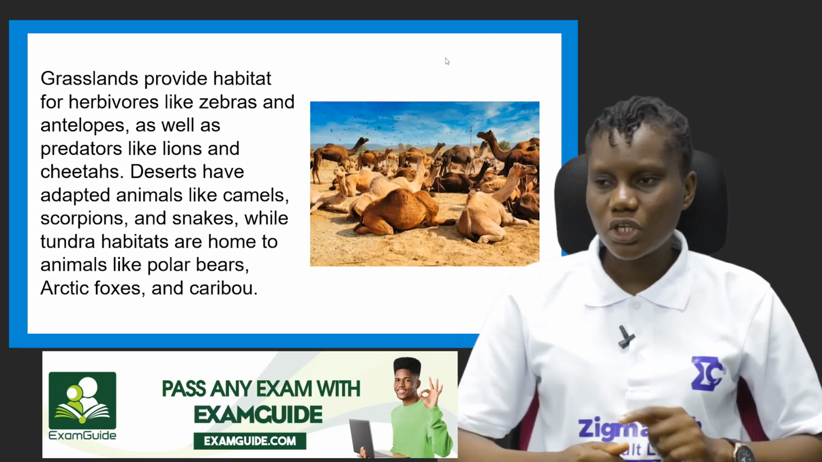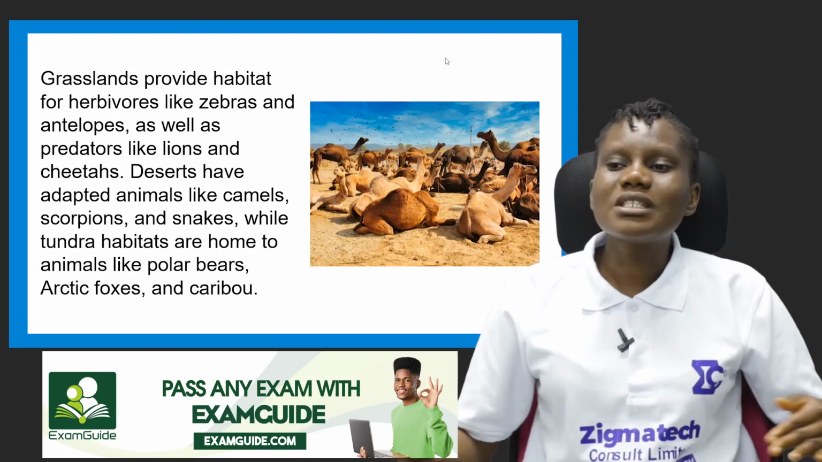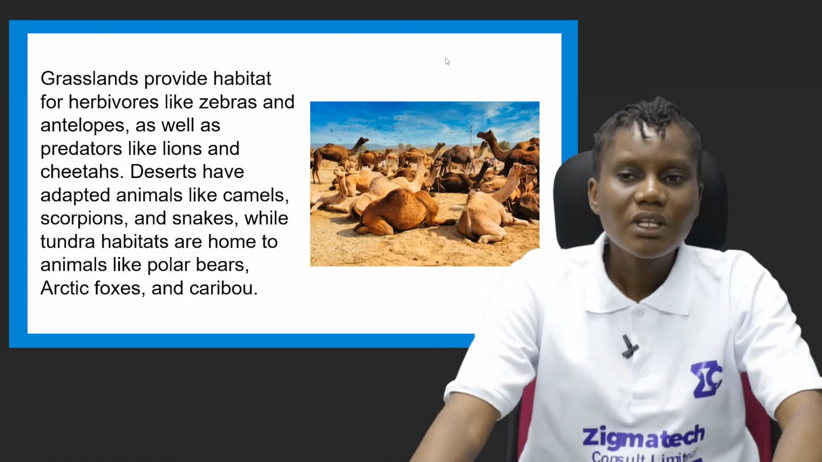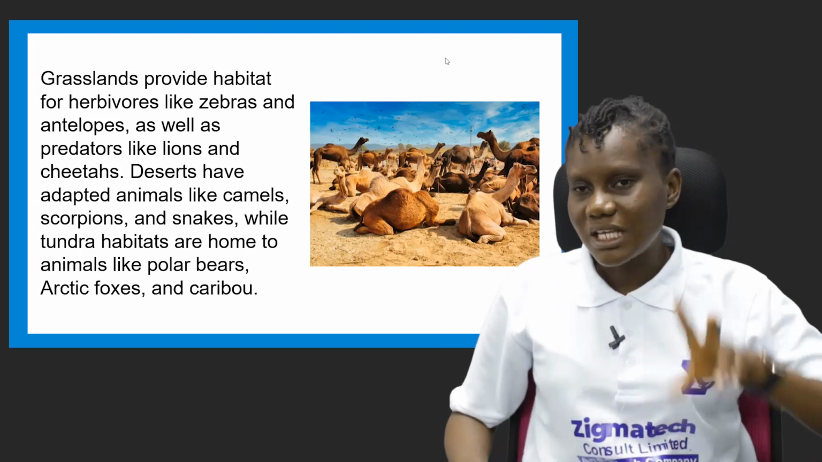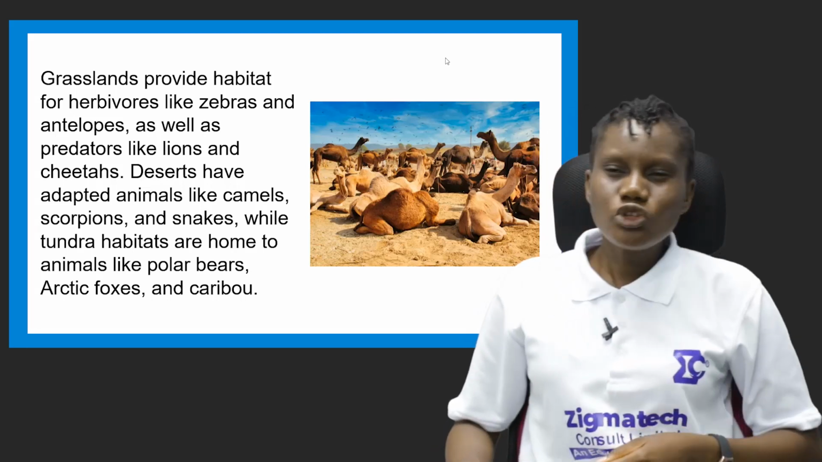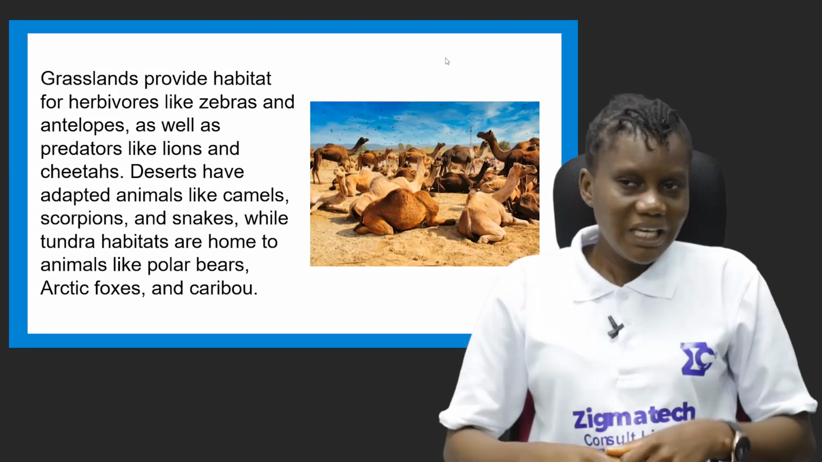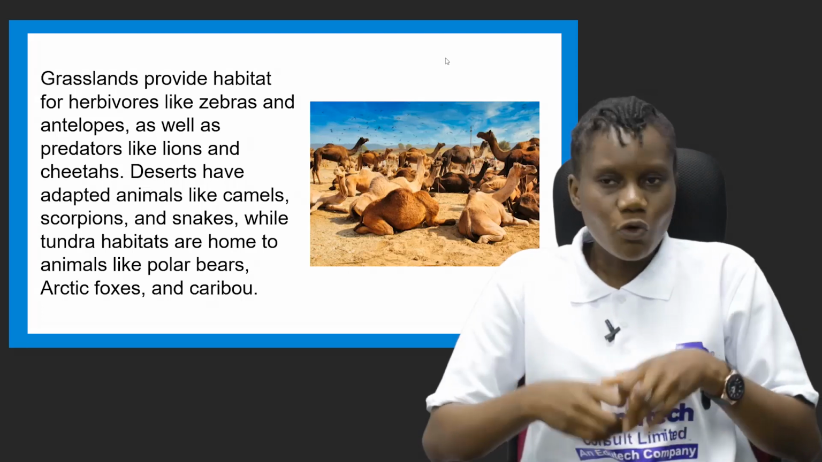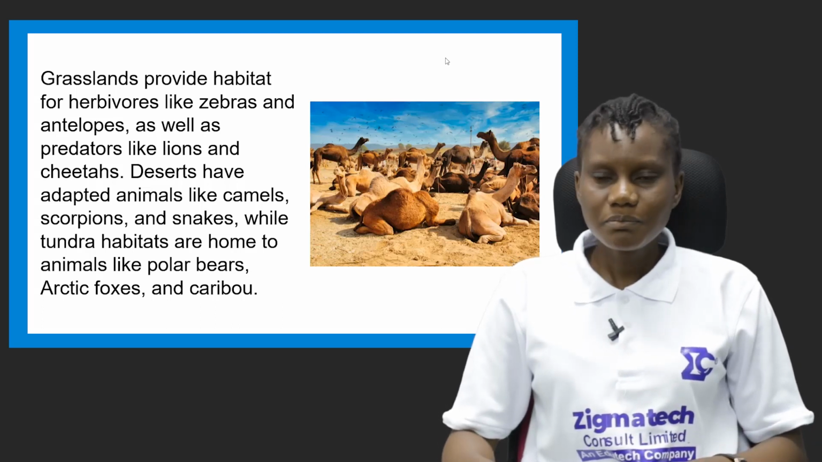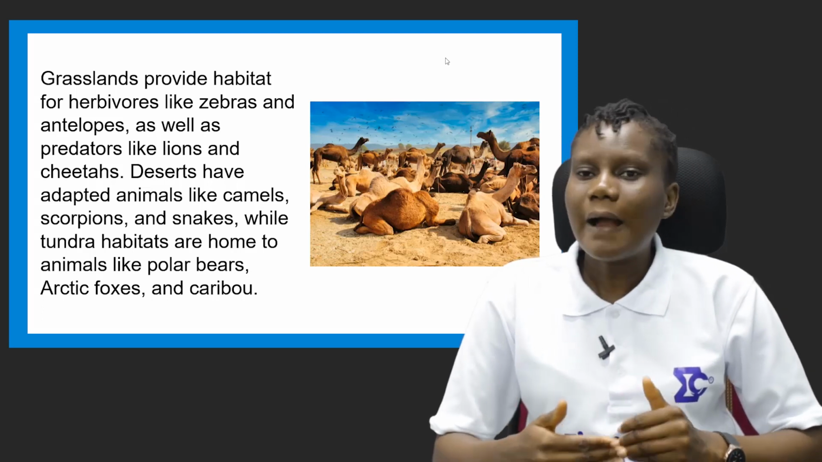And during our first class on habitat, I said that any organism will stay where they can easily get access to their necessary needs. And we said that the necessary needs are food, water, and shelter. So it will be odd if you don't find herbivores in grassland where there are enough grasses. It's going to be odd if you don't find herbivores there.